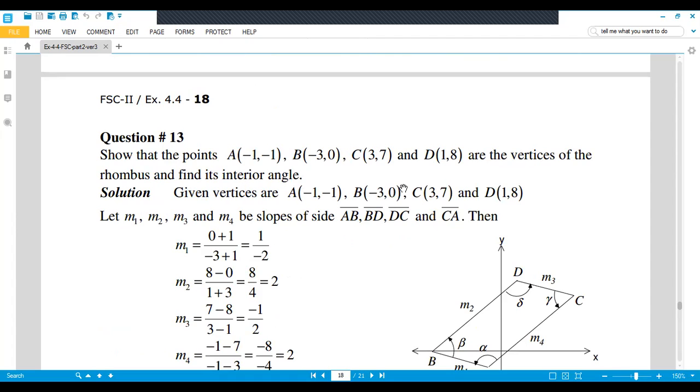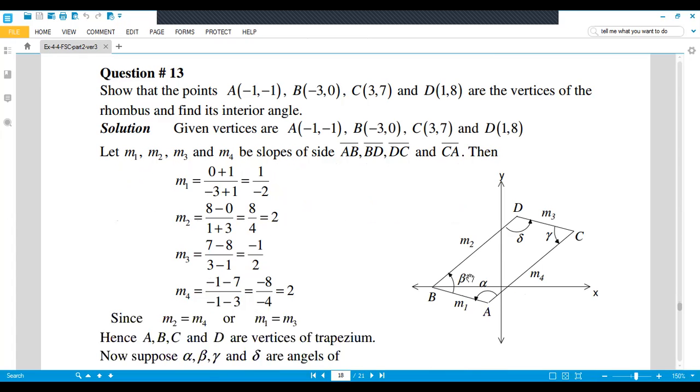First, we have to find the slope of AB, BC, CD, and DA. When we find the slope, after that, we have to find the angle between AB, BC, CD, and DA. So this is a rhombus. Let M1, M2, M3, M4 be the slopes of sides AB, BD, DC, and CA.